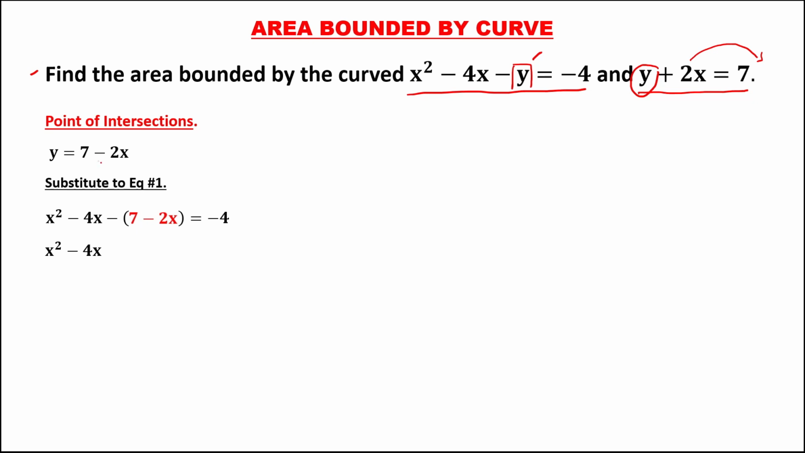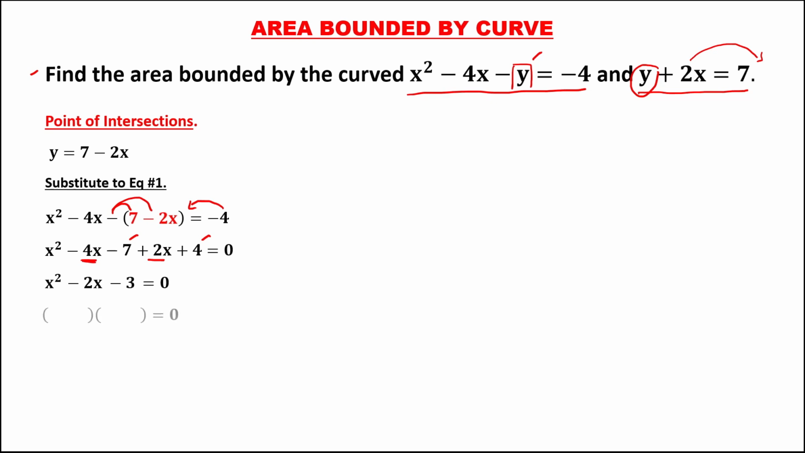Then to simplify, distribute this negative. So negative 7, and negative times negative becomes positive, and transpose this negative 4. So this becomes positive 4, then equals 0. Then we can combine like terms. So negative 4x, positive 2x, that's negative 2x. Then this negative 7, positive 4, negative 3, equals 0.